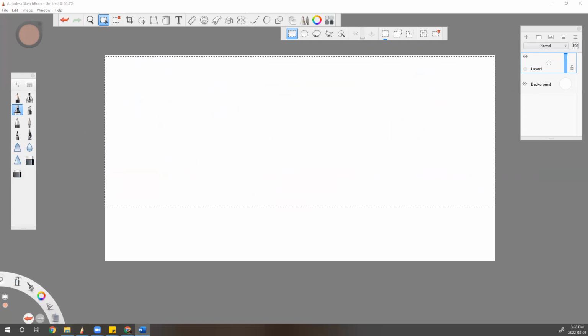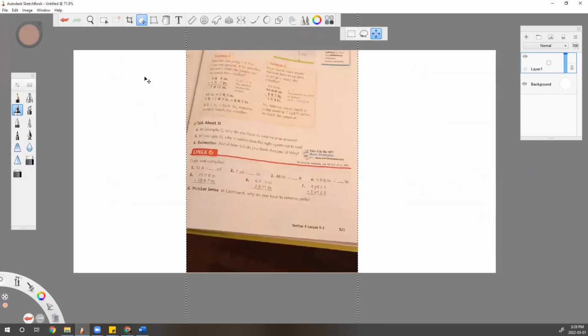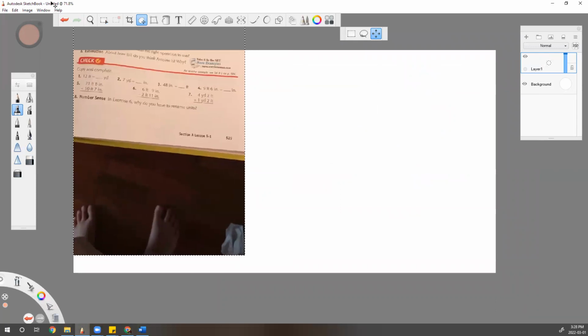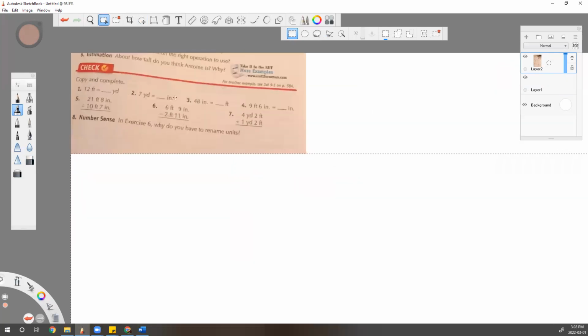Now let's try to do some of the questions. Let's do this work. Okay, let's focus on the checkpoint. Okay, now 12 feet, how many yards?